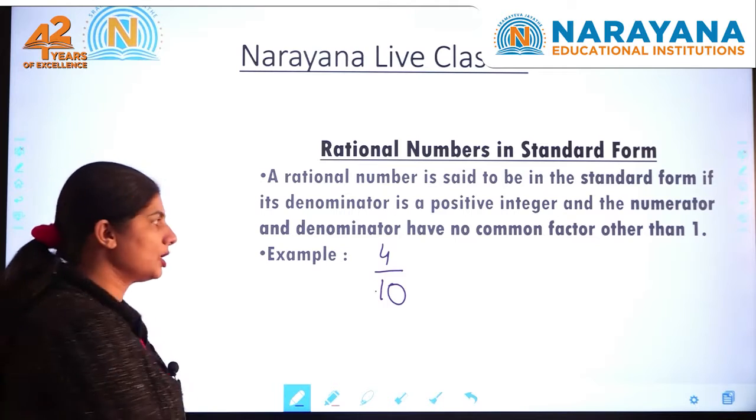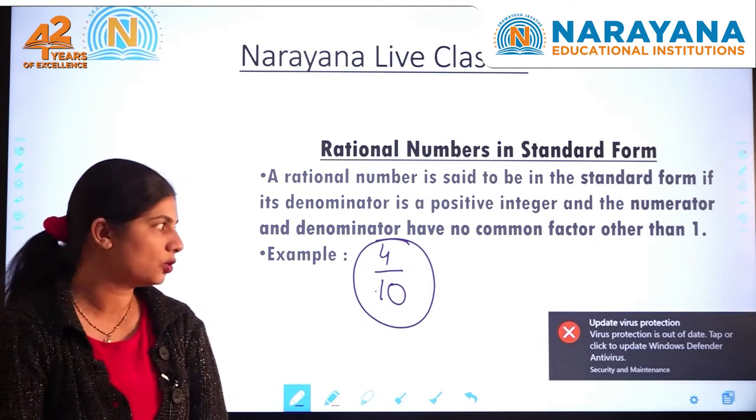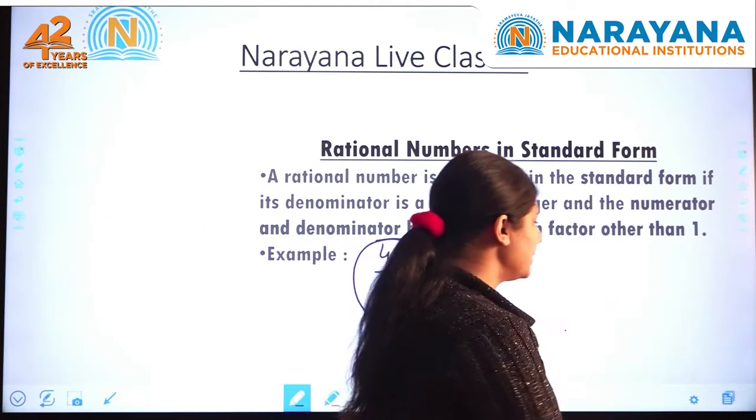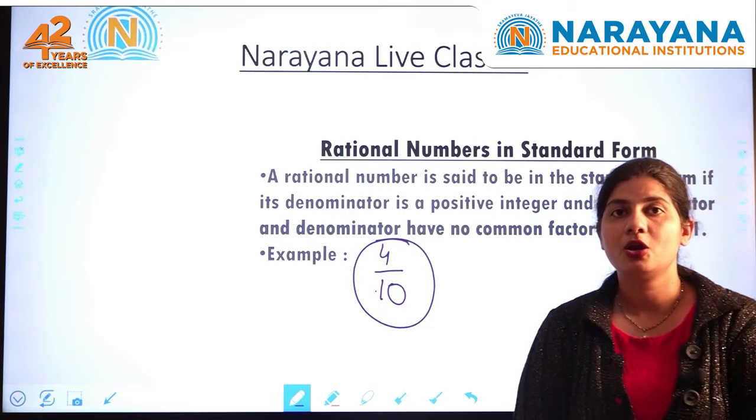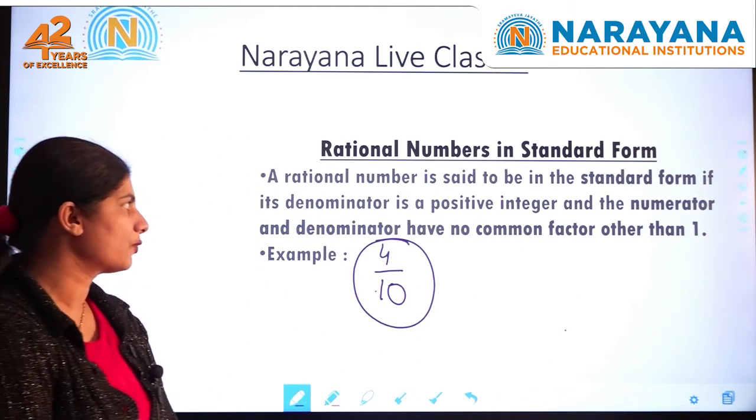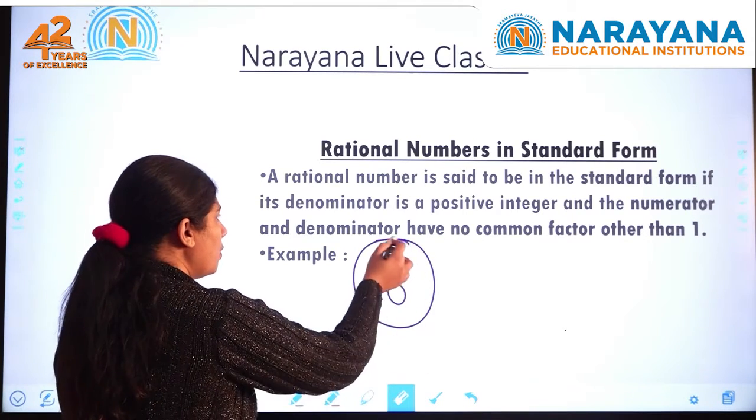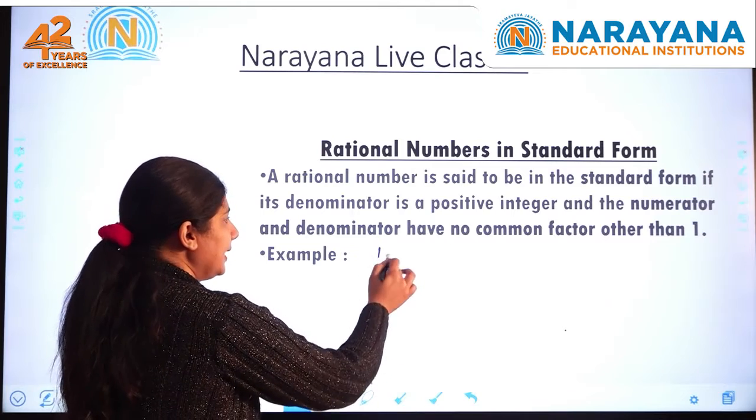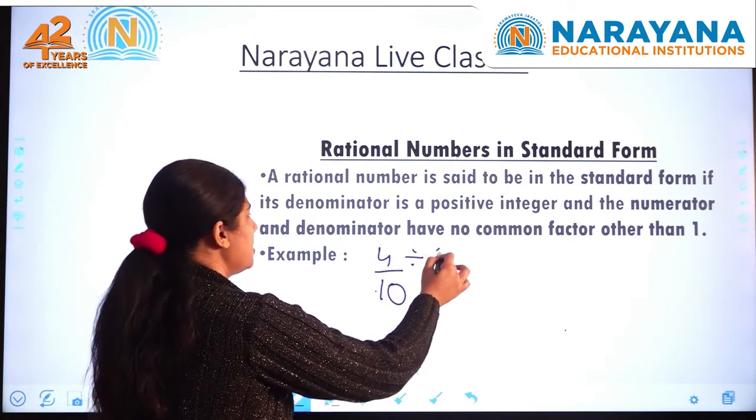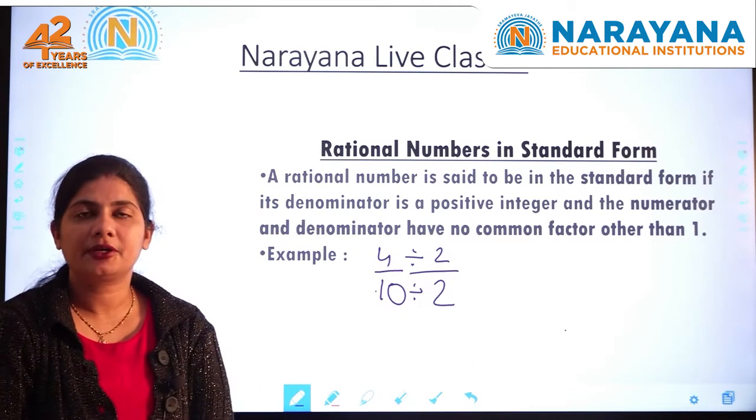So, this rational number, 4 by 10, is not in the lowest form. So we have to convert this rational number into the lowest form, the standard form. How will we convert this 4 by 10? I need to divide both the numerator and the denominator by the common factor. Here the common factor is 2.